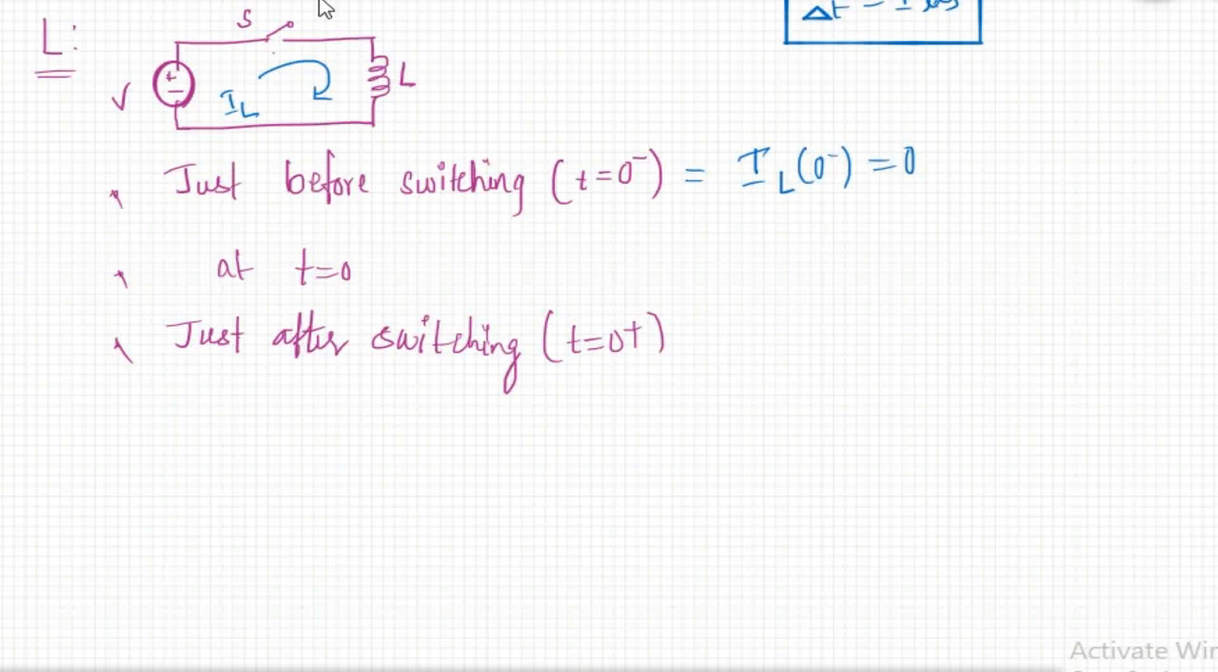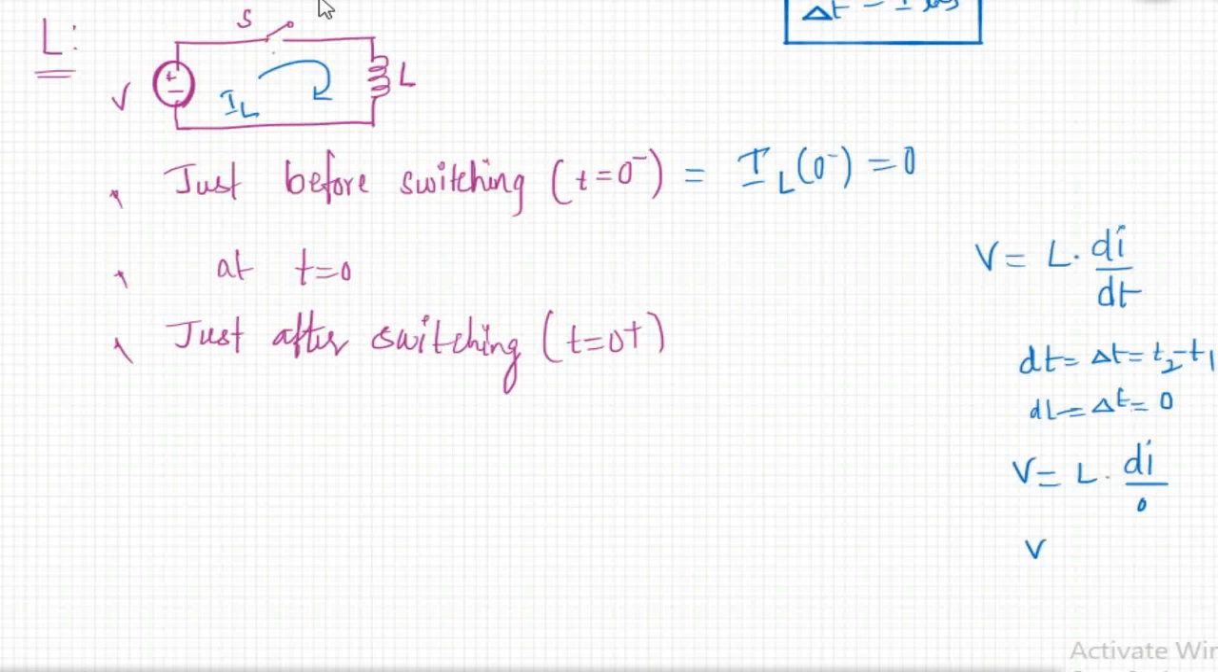So what is happening just after switching? What is the voltage across the inductor? That is V equal to L into di by dt. Here dt is nothing but delta t, that is the change in time, t2 minus t1. So what is the delta t here? It is almost equal to 0. 1 microsecond means 0.000001, so it is almost equal to 0. So delta t is almost equal to 0, that is dt is almost equal to 0. So V equal to L into di by dt is almost 0.